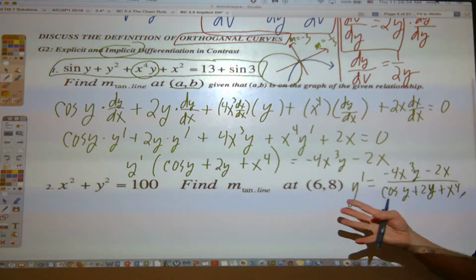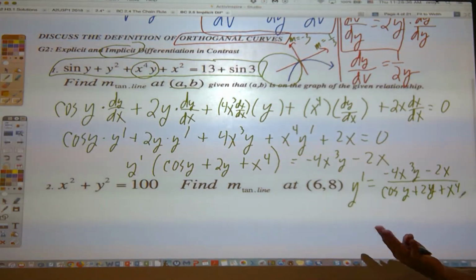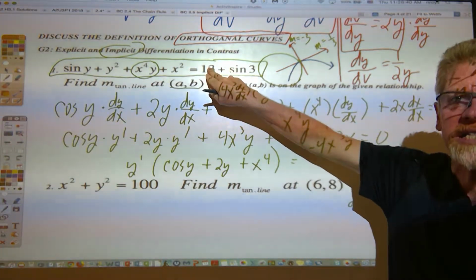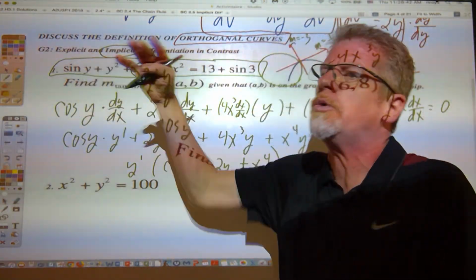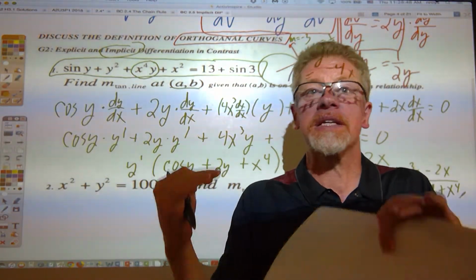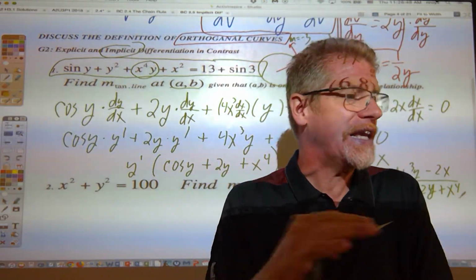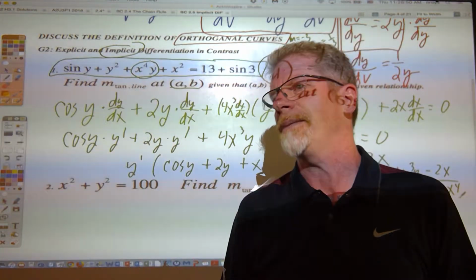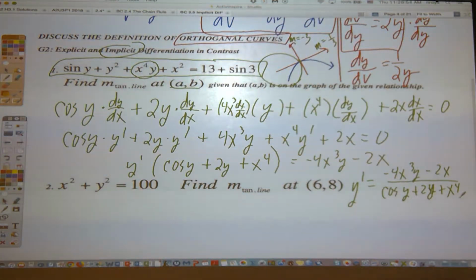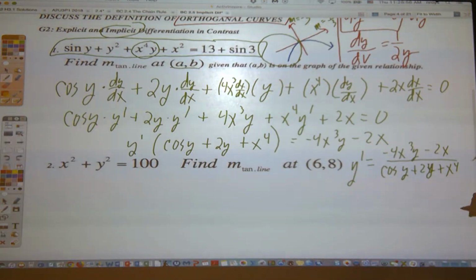Wow, we found dy dx without ever having taken the time to solve the original equation for y, which would have been impossible. Because of the sine function, there's no way to isolate y. So we're differentiating implicitly because explicit differentiation is mathematically not an option. So it's a good thing we have the chain rule and this concept of implicit differentiation.